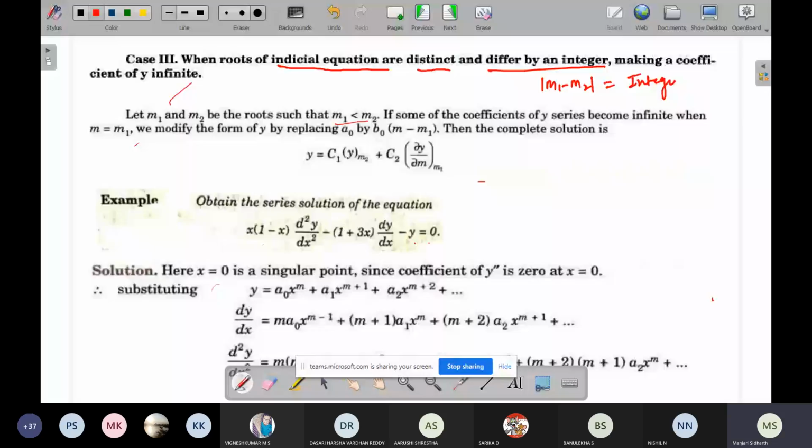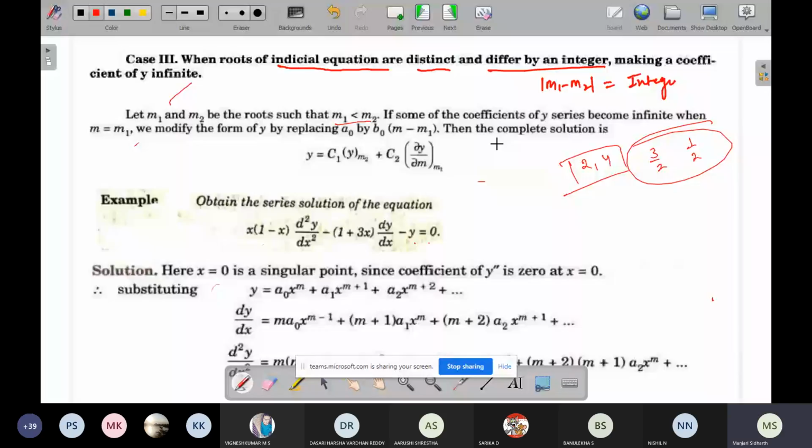When we say that their difference is an integer, the roots might be real numbers like 2 and 4. Even you can get 3 by 2 and 1 by 2, so the difference is again 1. What I'm trying to say is, when we have two roots that are real numbers, you can always compare them. Compare means one should be less than the other.